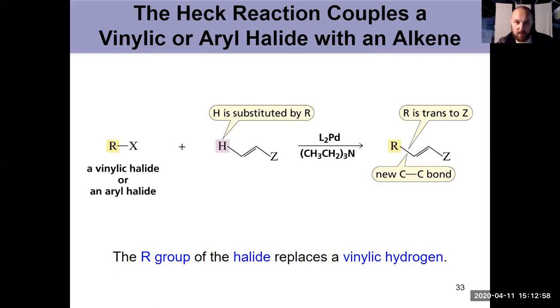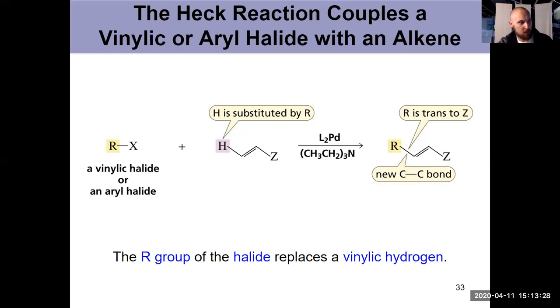The Heck reaction is similar to the Suzuki reaction. We have to start, as I mentioned at the beginning of the video, with a vinylic or an aryl halide, but now we're bonding specifically to an alkene. Still a substitution reaction. Our R group over here is replacing hydrogen, specifically a vinylic hydrogen. So it's a substitution reaction. We still keep the configuration of our double bond. Trans stays trans, cis stays cis.